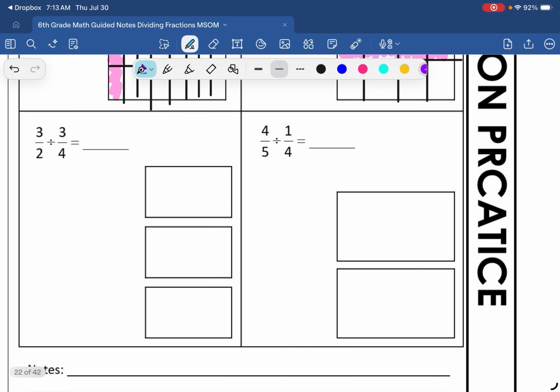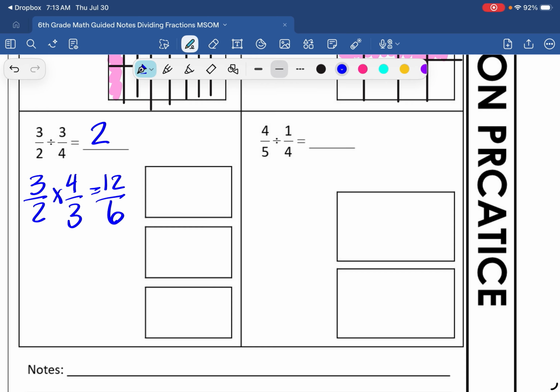3/2 divided by 3/4. Let's keep, change, flip. 3 times 4 is 12. 3 times 2 is 6. 12 divided by 6 simplifies to 2. Let's do this on my bar model.